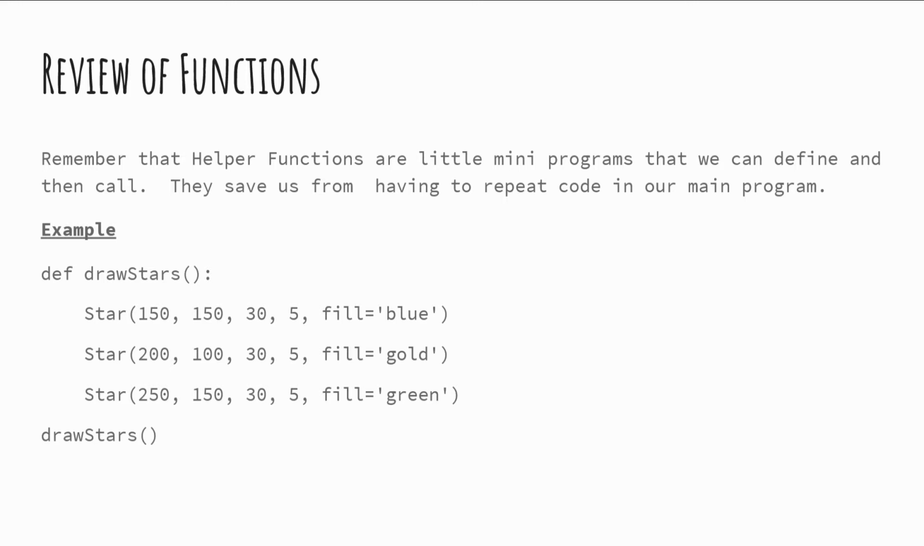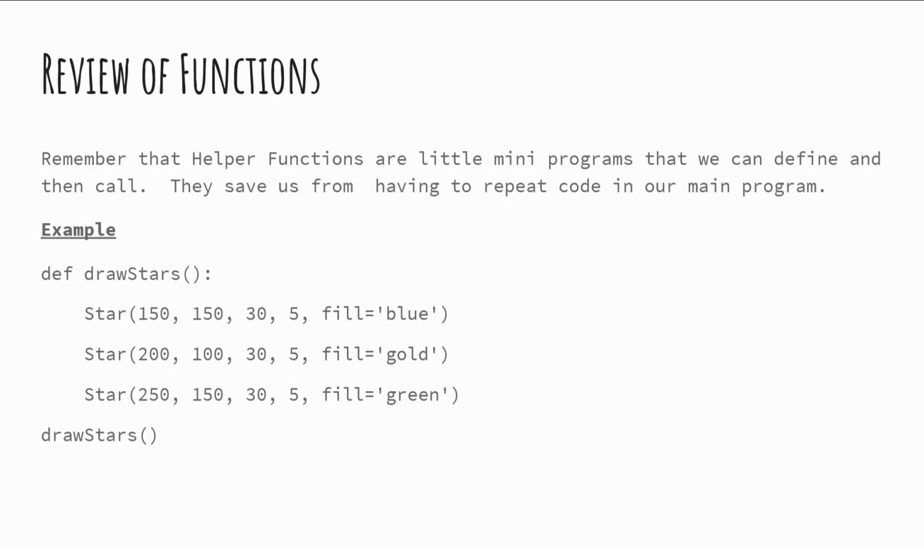We could create a function called draw stars, and we can specify what stars we want to draw, fill colors, the whole deal. And then the bottom line where it says draw stars, open and close parenthesis, is us calling on this function to run, right? So we can create a function, and then we can call a function, right, and ask it to do whatever the instructions are inside our function definition.